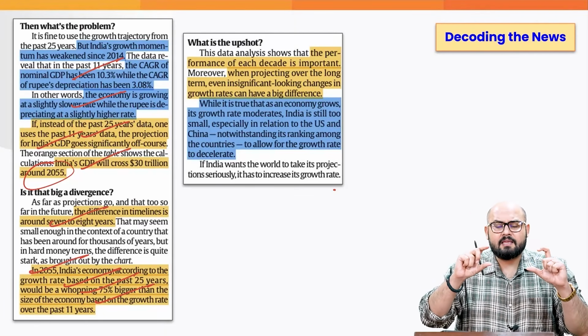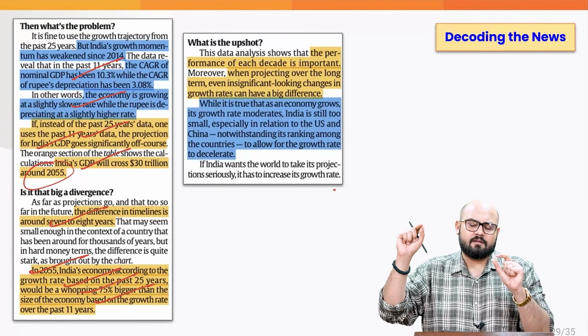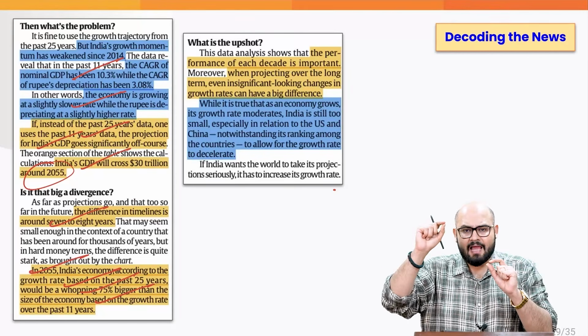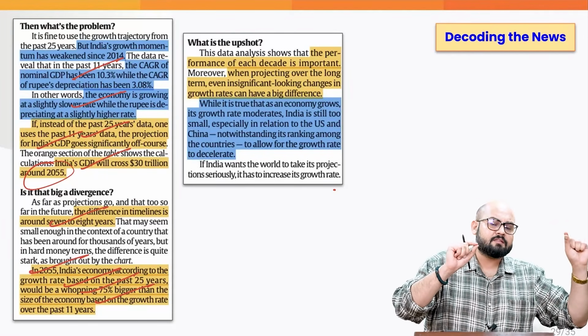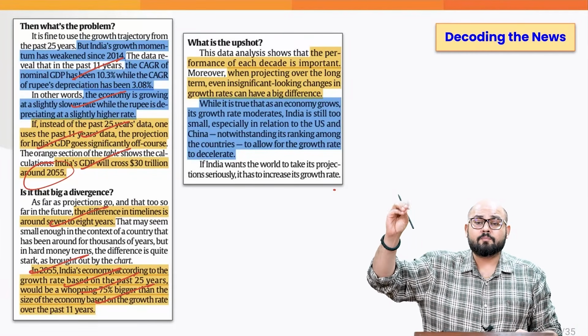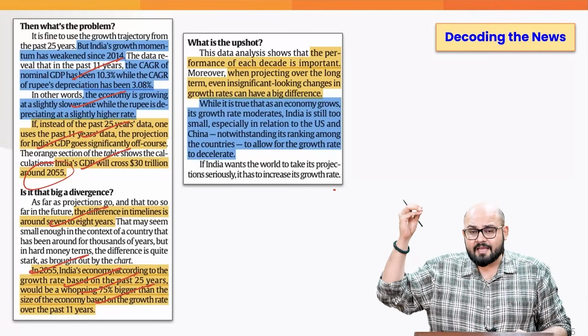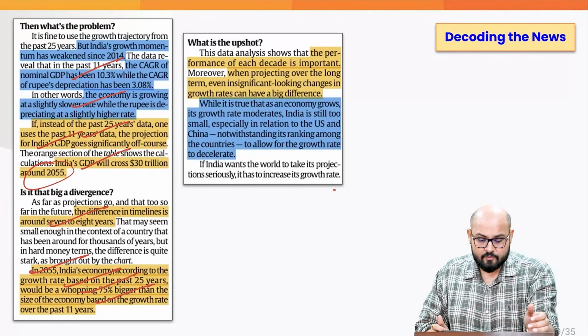So if you take the growth rate of the last 11 years, and we go with a similar economic growth rate, then in 2055 we'll have the X amount. But if the growth rate which we have witnessed in the last 25 years were to follow, then in 2055 it would be 75% more than in the 11-year growth rate scenario. So that is a kind of difference which you'll have to understand.